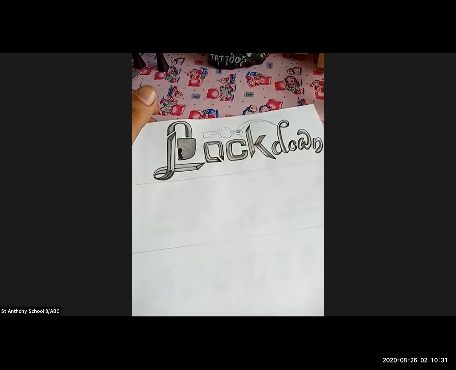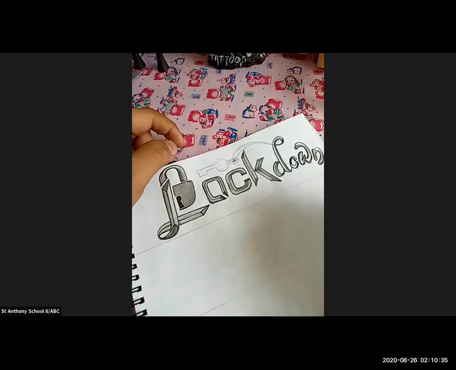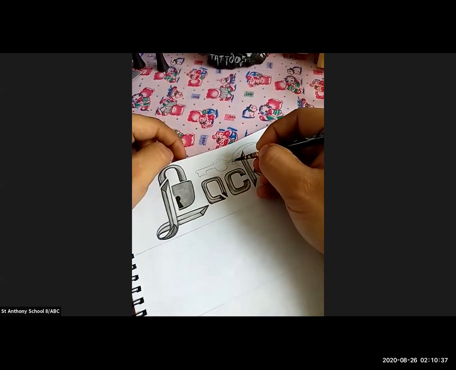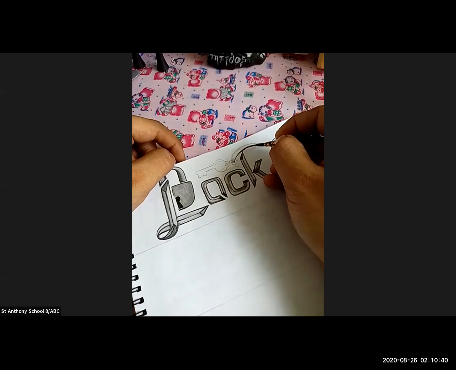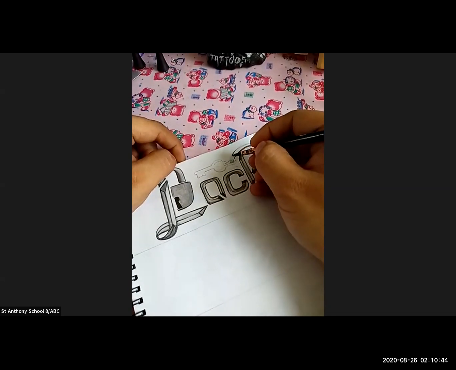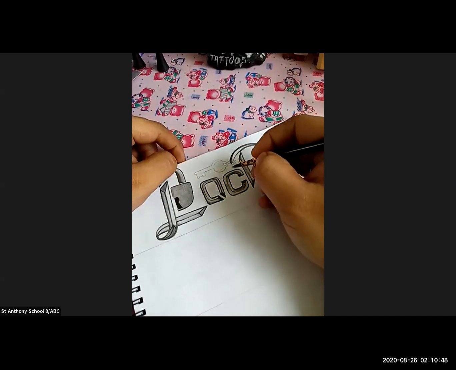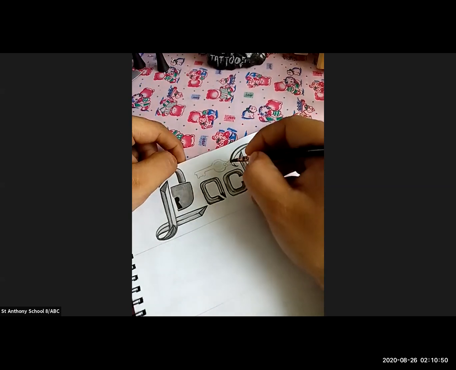Am I clear to each and everyone? Am I clear to each and everyone? Yes, just drop a message in the chat box. So this is how you're going to do it. You have to do it very nicely and very beautifully. You have to do this. So this is how you're going to do it.